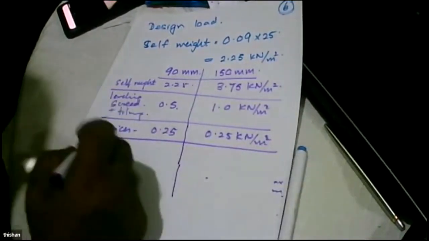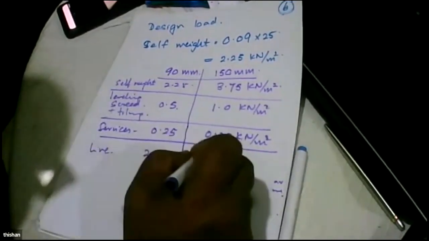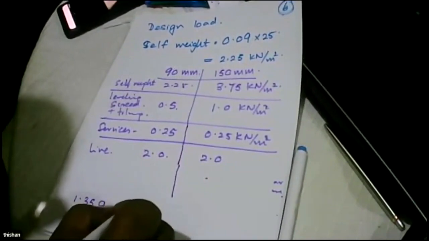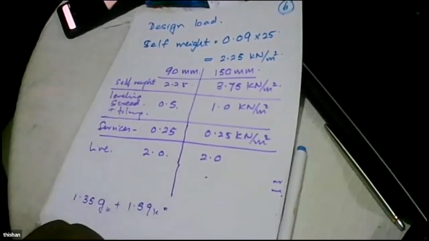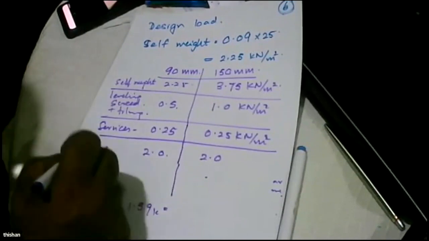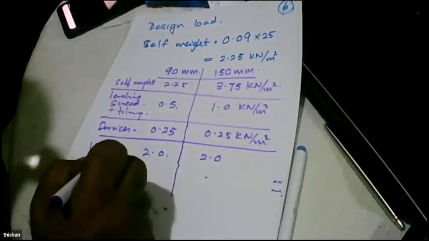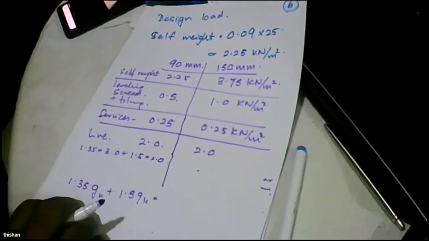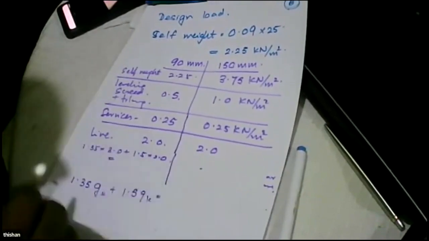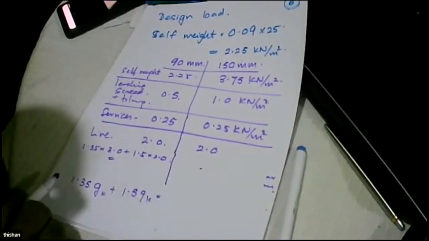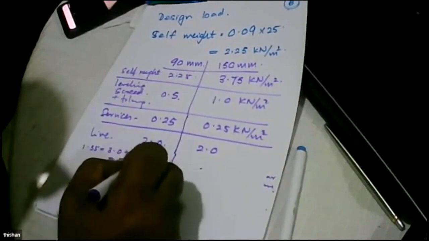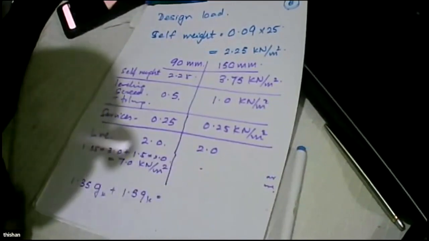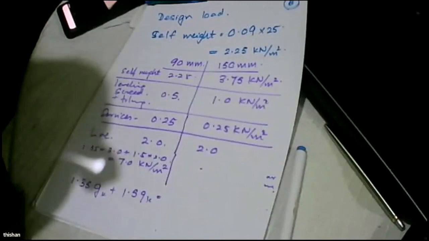No partitions, live load 2. Then we have to calculate 1.35 Gk plus 1.5 Qk. So we get 1.35 times 3 plus 1.5 times 2. Bandhuko, what is the value? About 7. What is the value, Bandhuko? 7.05. Yeah, so we say 7, okay?